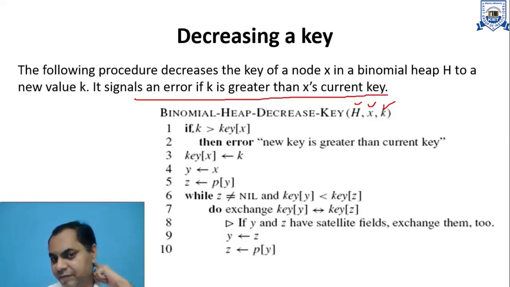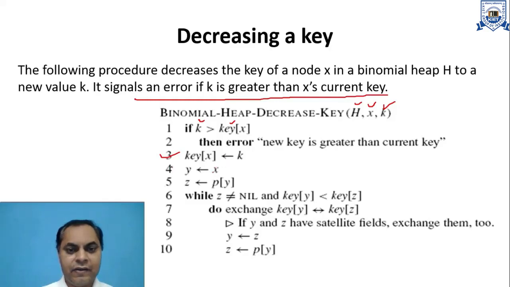First of all, it compares the new value with the existing key value. If the new value is greater than the key of x, then it shows an error, and the error is that the new key is greater than the current key. Otherwise, if it is equal or less than the value of the current key, it is assigned to the key of x.